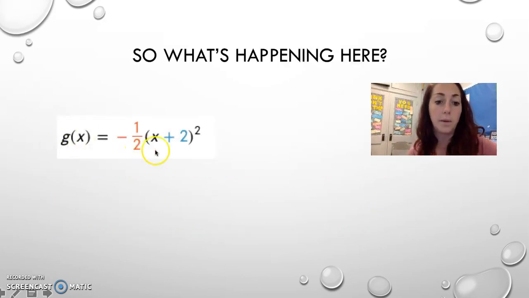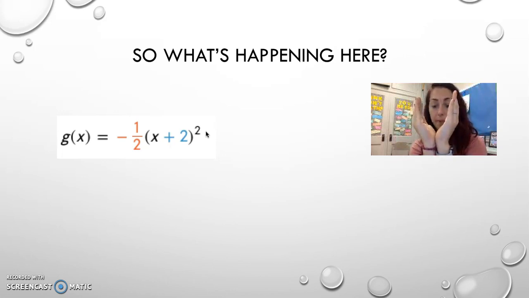So what's happening here? We have g(x) = -1/2 (x + 2)^2. Think about it for a second, maybe even write it down. What is that negative doing to it? Well, if this is my normal parabola, what would a negative do? Probably turn it upside down, right? So that's what you're going to see there. The half, how will that impact it? We're going to look at that in a second.